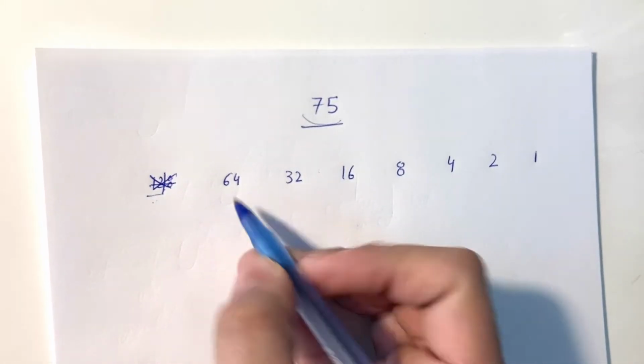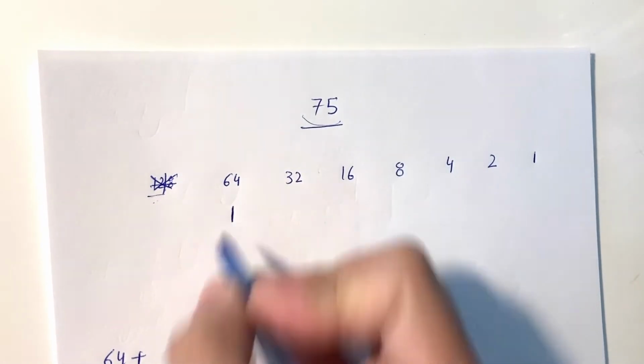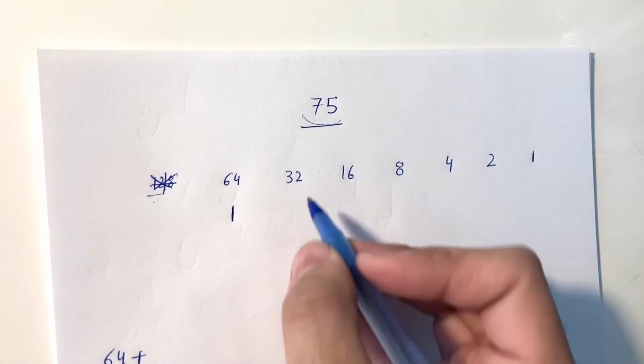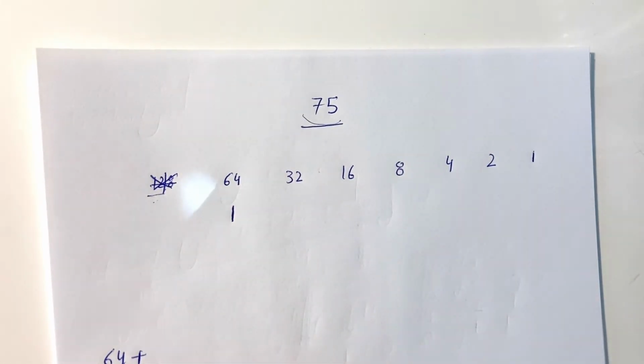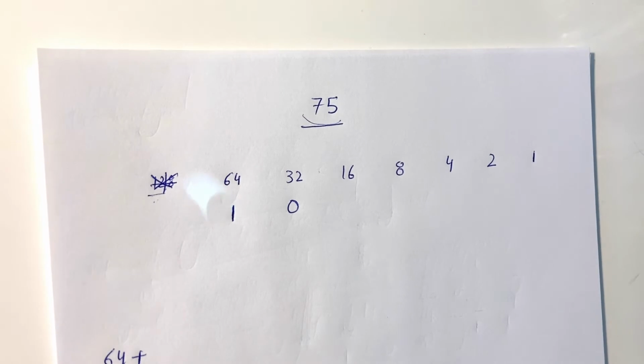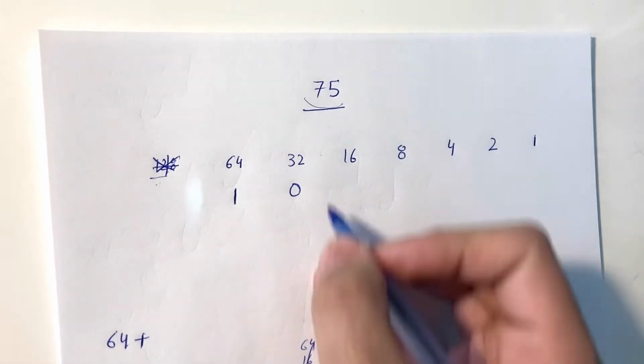Do we need 64? Yes, we do need 64. So this bit will be on. Okay, so next, can we add 32? 64 plus 32, what is the answer? It's 96. Of course not. We don't need 32. We need to make 75. Can we add 16? 64 plus 16, what is the answer? 80. We don't need it.